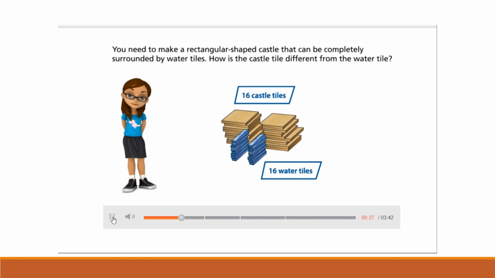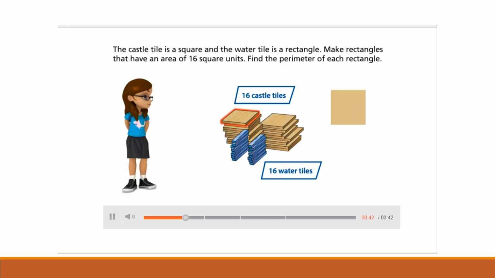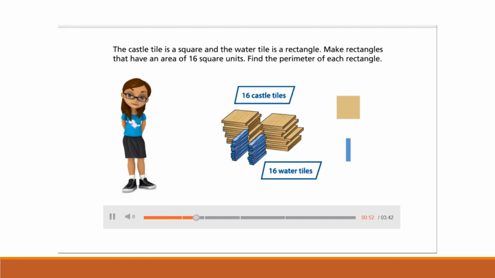How is the castle tile different from the water tile? What do you notice about the shape? So the brown one here, these are the castle tiles, and then you see these blue strips, those are the water tiles. How are they different? The castle tile is a square, and the water tile is a rectangle. The castle tiles represent the area, and the water tiles represent the perimeter.